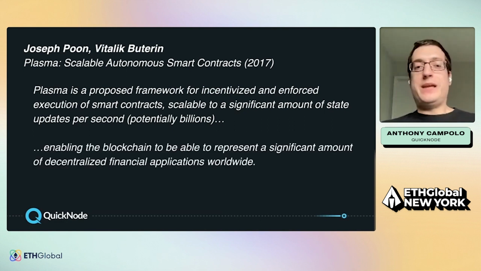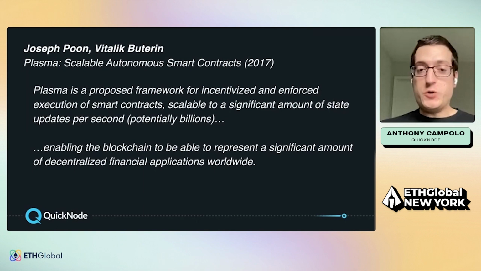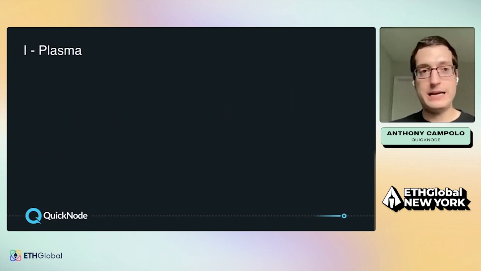And then it would be enabling the blockchain to be able to represent a significant amount of decentralized financial applications worldwide. So it's first saying we want to be able to offload computation, and then we want to do that so that we can do a lot of stuff and people can send as much money as they want without having to pay huge fees along the way.